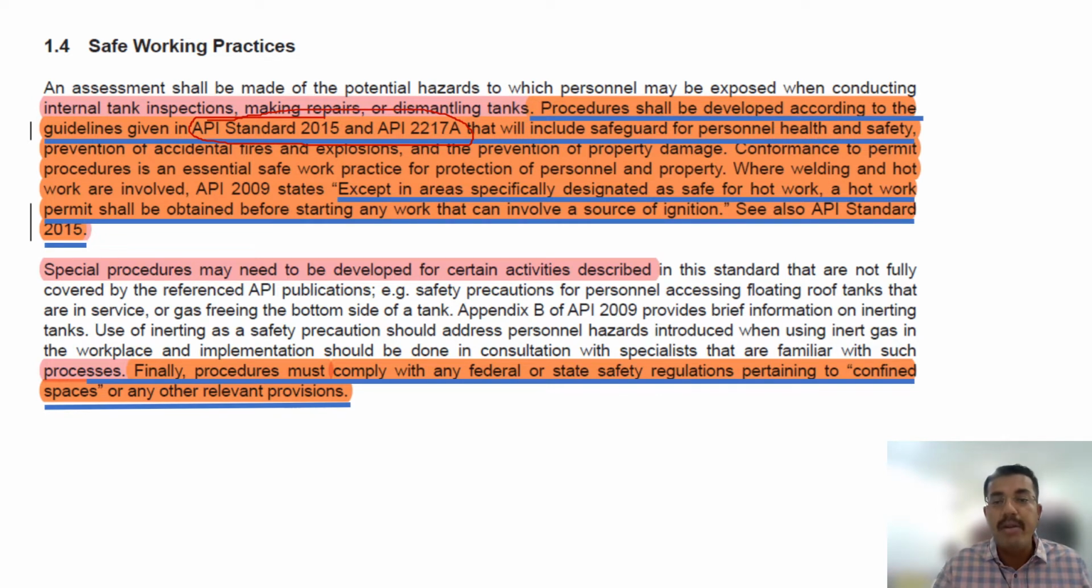Okay, procedures shall be developed according to the guidelines given in API 2015 and API 2217A that will include safeguard for personal health and safety. This is a question usually come. You have to note down it.